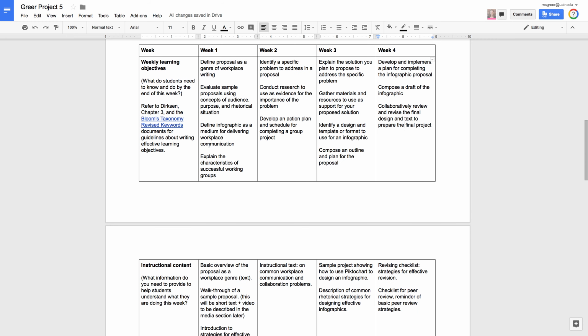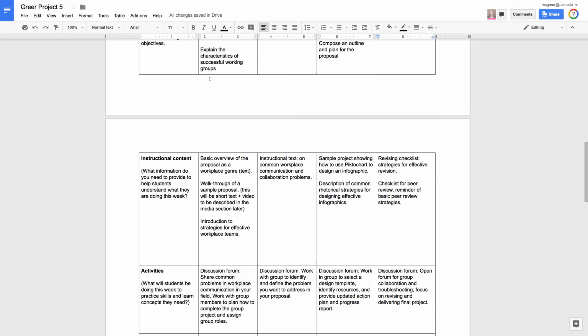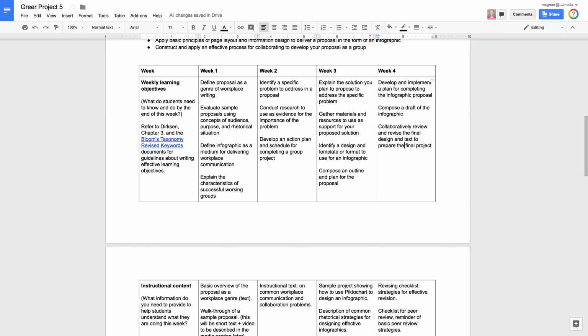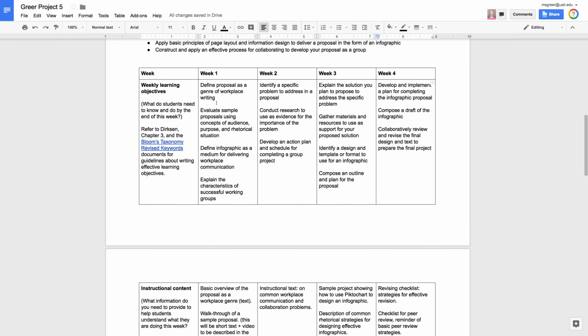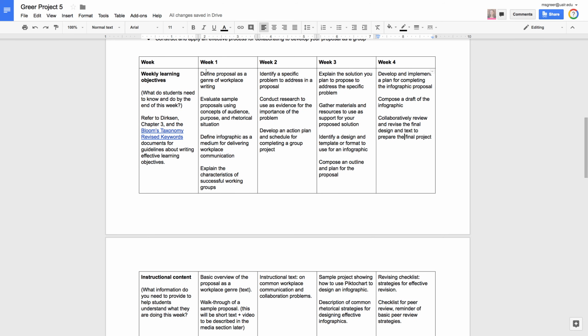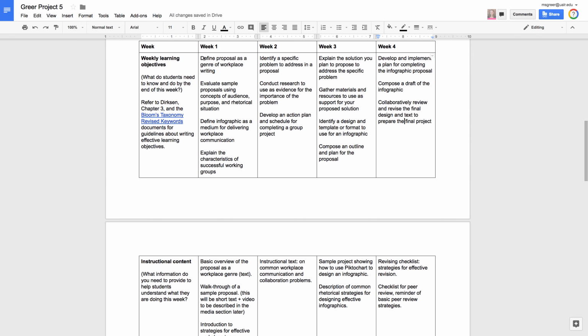So the piece that I added this morning was to go week by week. Once I've defined my goals across the top row, I then work column by column to do each week one at a time, and I work vertically down the column. So I look at week 1 and I say, okay, here are these goals. Define proposal as a genre of workplace writing. Evaluate sample proposals using concept of audience, purpose, and rhetorical situation. Define infographic as a medium for delivering workplace communication, and explain the characteristics of successful working groups.